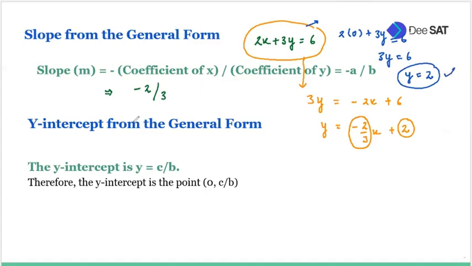The next consideration for y-intercept in the general form, you can figure out the y-intercept as c by b also. So c given to me in this particular case is 6, and b given to me is 3. So my answer will be 2. Both ways are correct. So I'm giving you a holistic view of how you can figure out the slope and the y-intercept in the case of a general form.